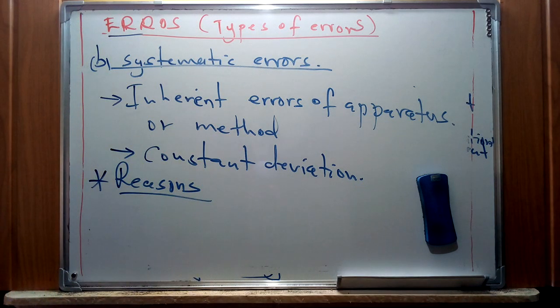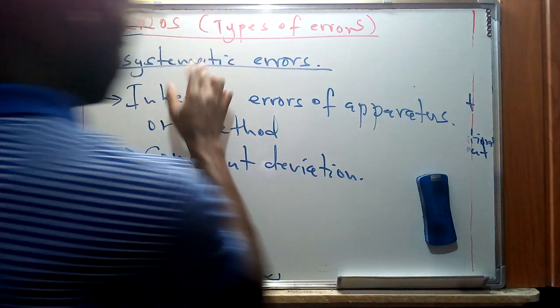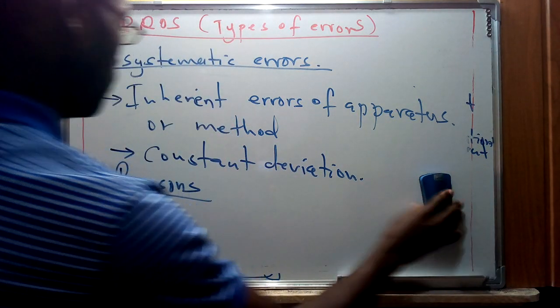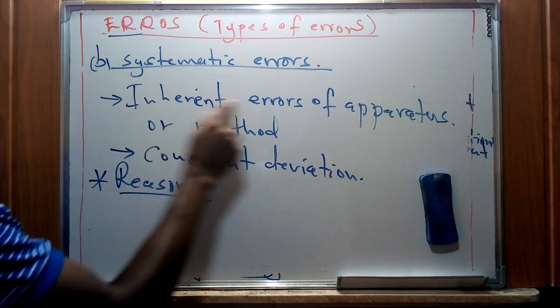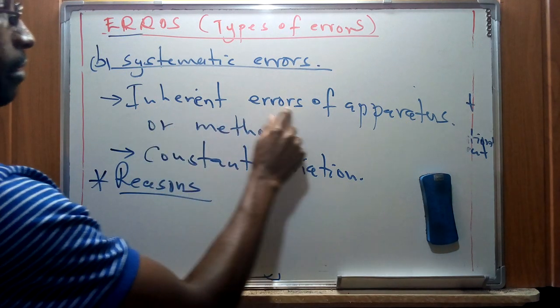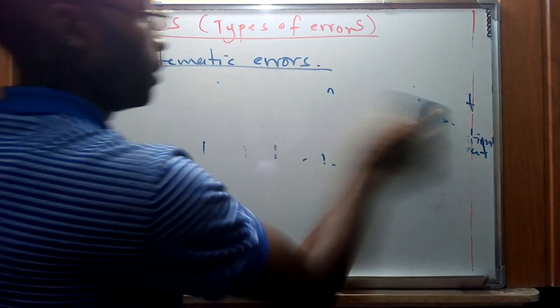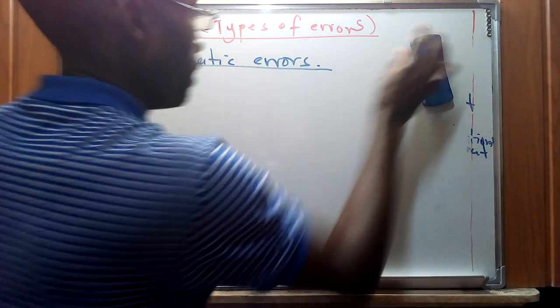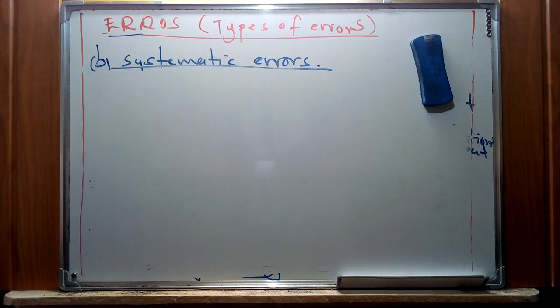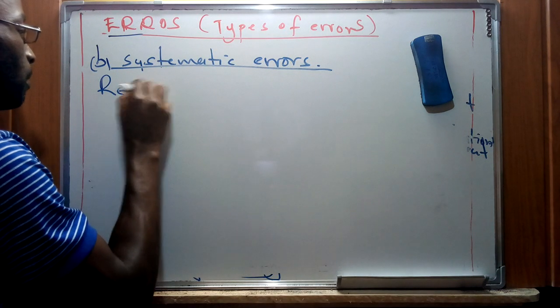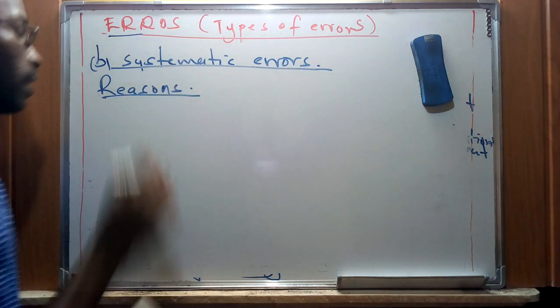So one of them, we said that I can just do away with this part of what we have already written. I hope that we have understood these two specific concepts. That's a constant deviation, and then it involves inherent errors of apparatus, or the method which has been used. So I'm going to look in a quick way at some of the reasons for these systematic errors.